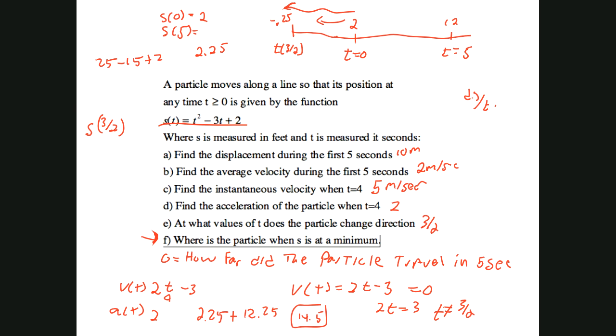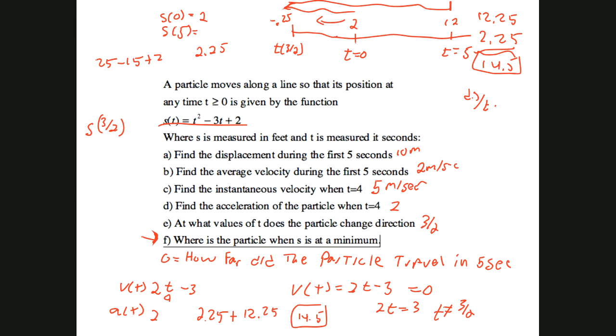Okay. And then I go from negative 0.25 all the way to 12. Well, that is 12.25 units. So if I add those two together, I should end up with 14.5. That is the total distance that particle traveled in 5 seconds, because it traveled to the left 2.25 units, and then it traveled 12.25 units to the right.